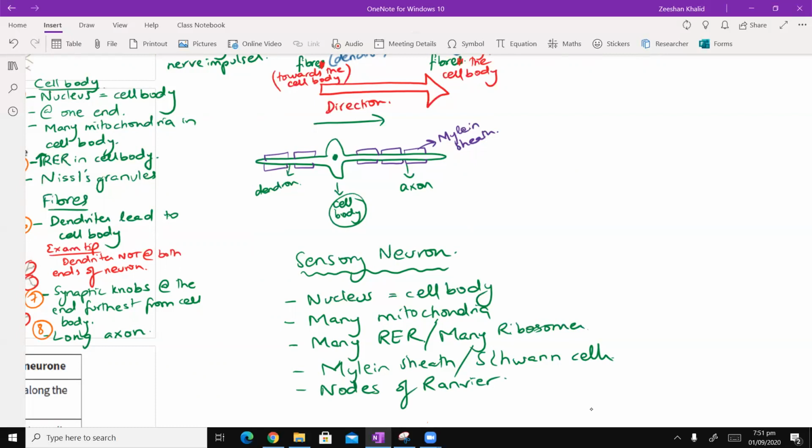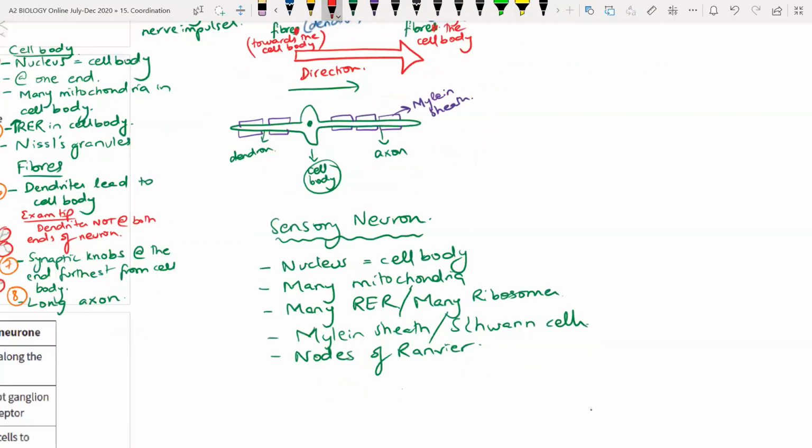And then what is different? I'm going to write the difference with another color, let's say red color. They have long dendrons.